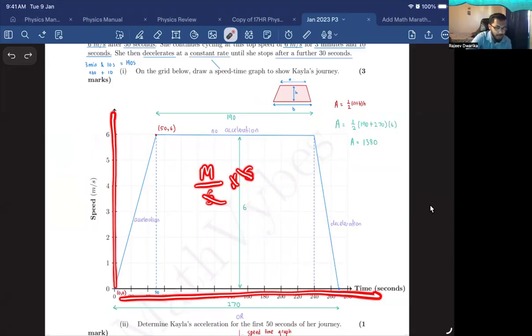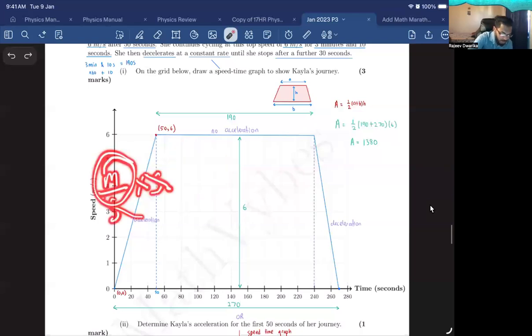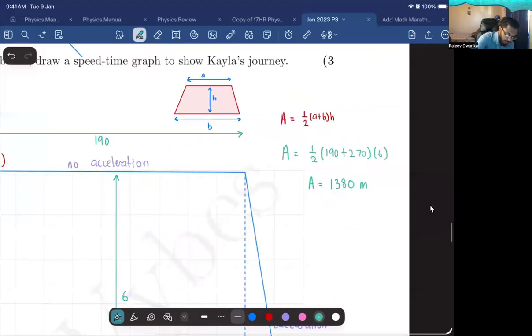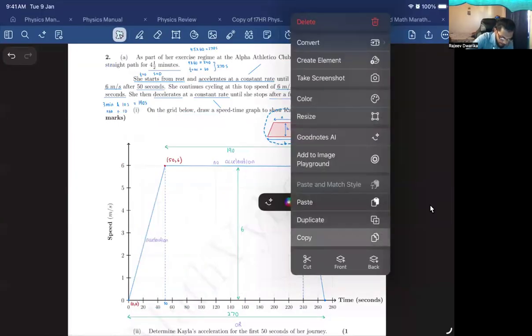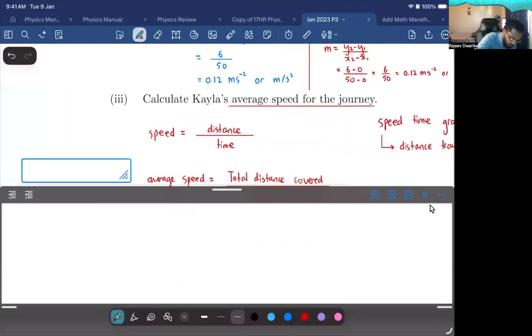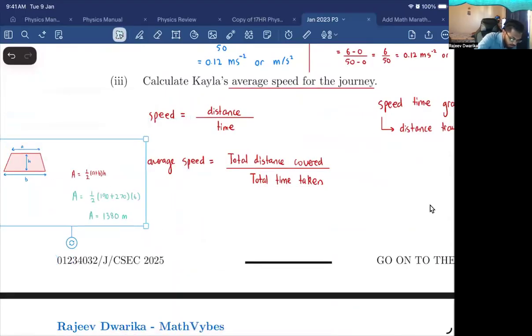Yes, sir. So when you find the area under a graph, you're actually finding distance, and you see why. Dimensionally, it makes sense, right? The s's would cancel off to leave you with meters. So this is actually 1,380 meters, right? Is everybody okay with that? Yes, sir. All right.